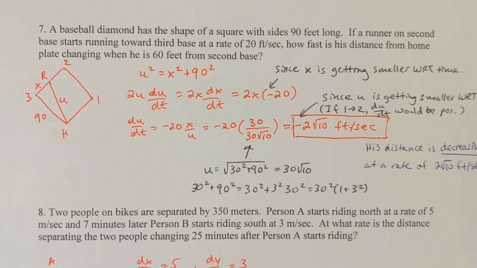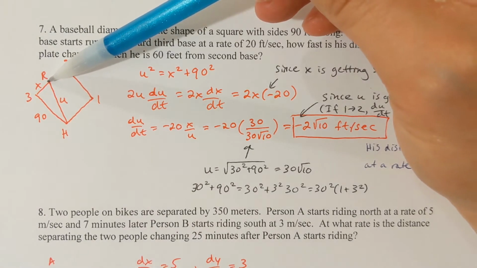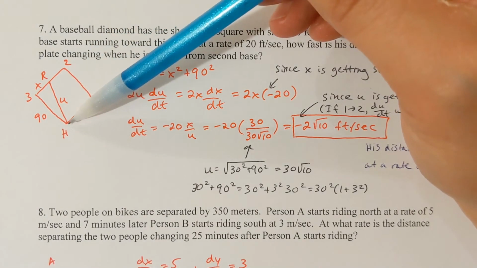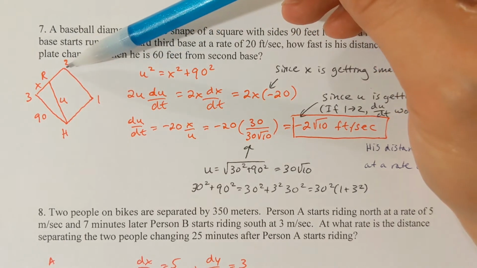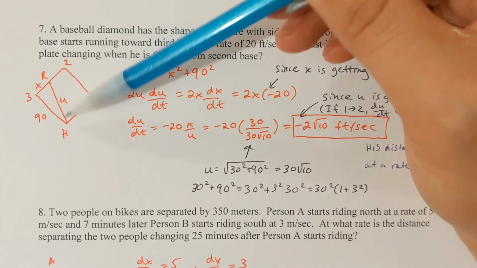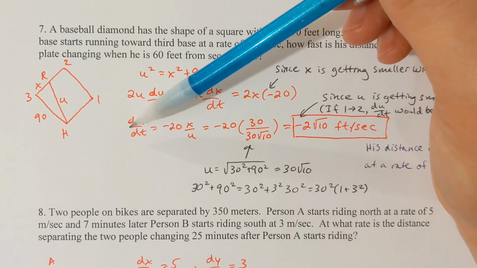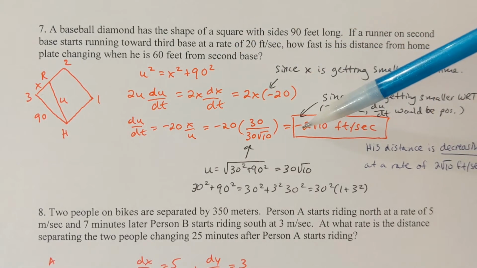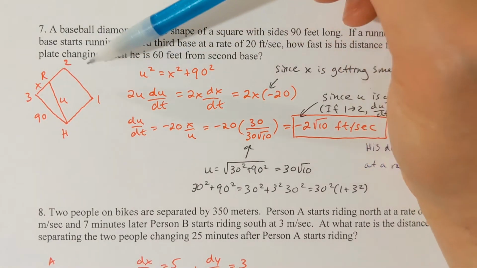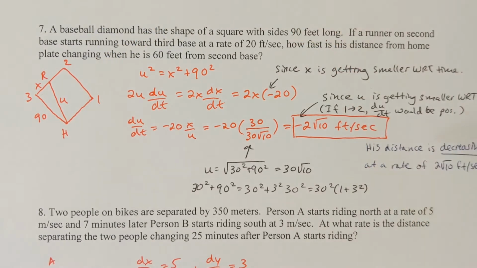Now, how fast is his distance from home plate changing? Let me call the distance from the runner to home plate u, and that's changing as he's running from second base to third base. u is getting smaller, right? So du/dt would be negative. x is also changing. The runner is running towards third base, so x is getting smaller. That means that dx/dt is negative.